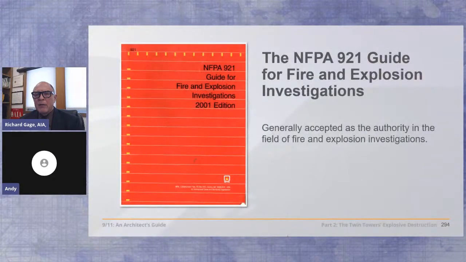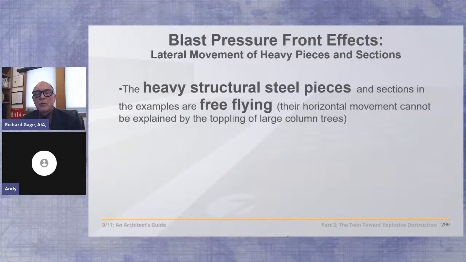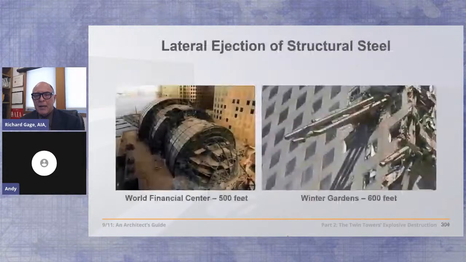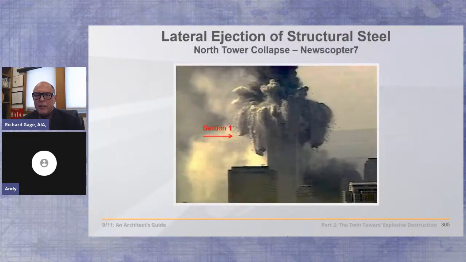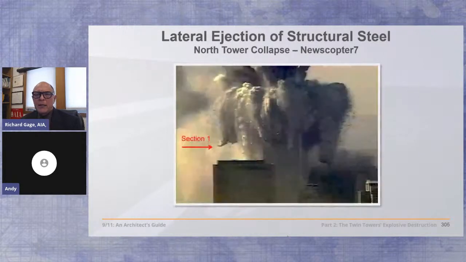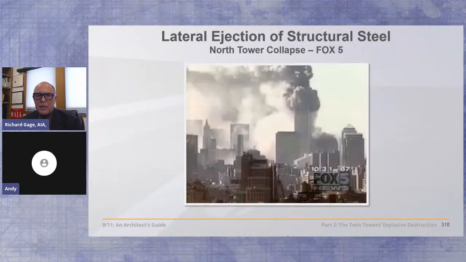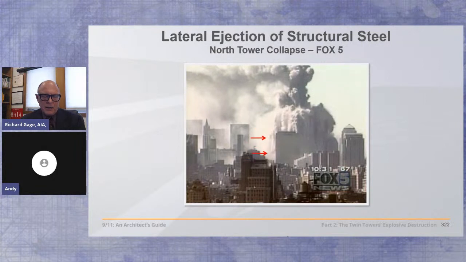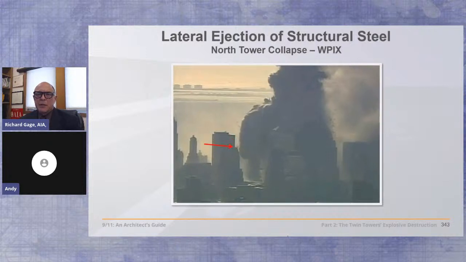Well, again, let's go back to NFPA 921 and it says, look for blast pressure wave effects with heavy structural steel pieces freely flying, as we see impaled in the buildings all around it, and again destroying the winter gardens at the World Financial Center, 500 and 600 feet away. So we do see in these videos freely flying structural steel sections landing 300 to 600 feet in every direction, such as this particularly interesting one.